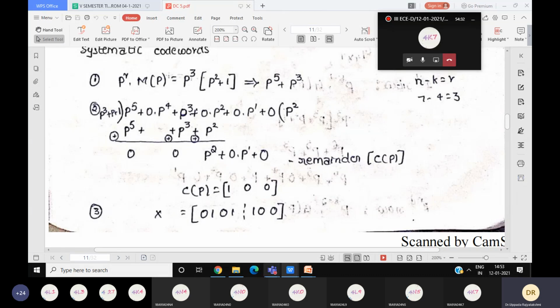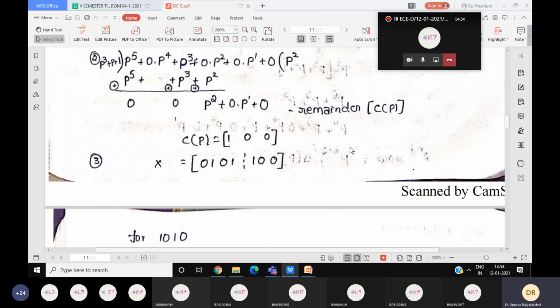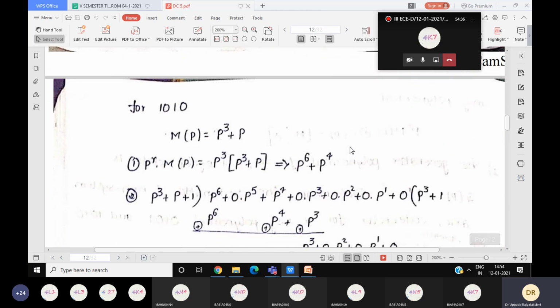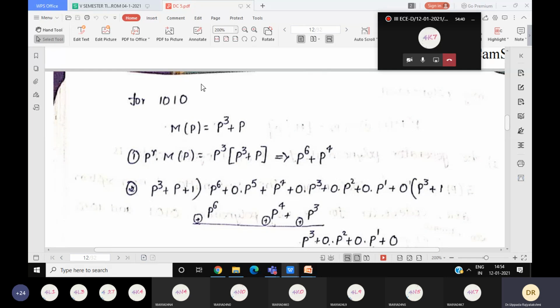Now the same will be performed for the second combination. What is the second combination? 1 0 1 0. So it is the p power 0 coefficient, p power 1, p square, p cube, that is p cube plus p square. Now what is the first step? Once again follow the same procedure. Multiply it with p cube.